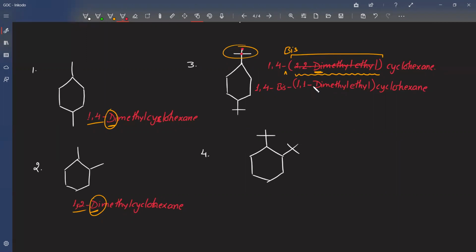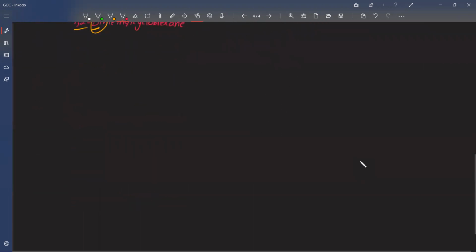Okay. So that was about the IUPAC naming of compounds containing both simple as well as complex substituents. In our next session, we will cover compounds with multiple bonds and functional groups as well. Okay, so that we'll do in our next session.